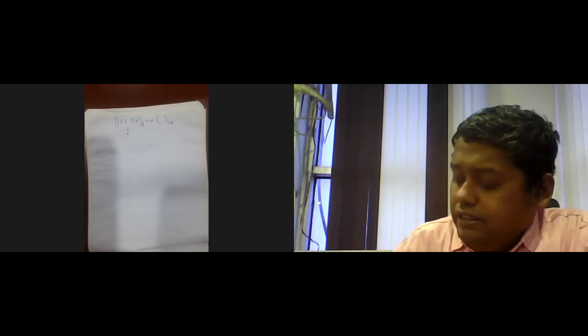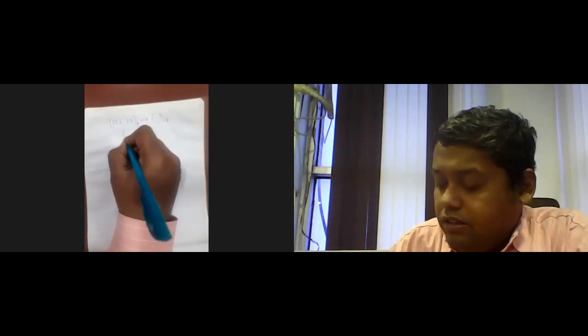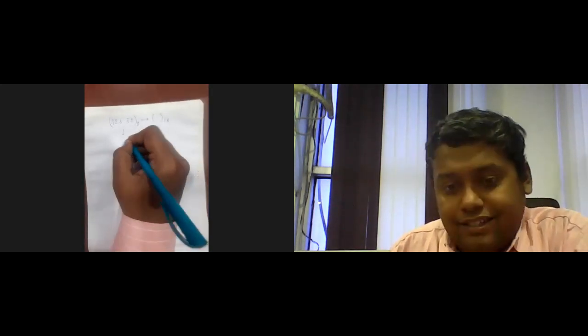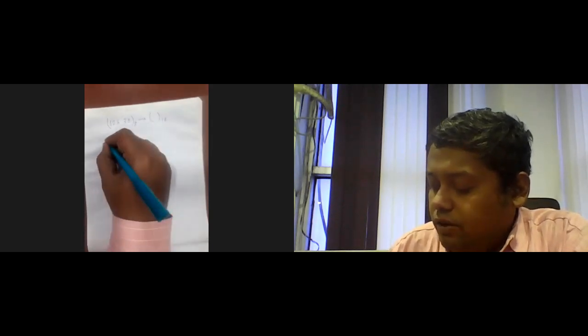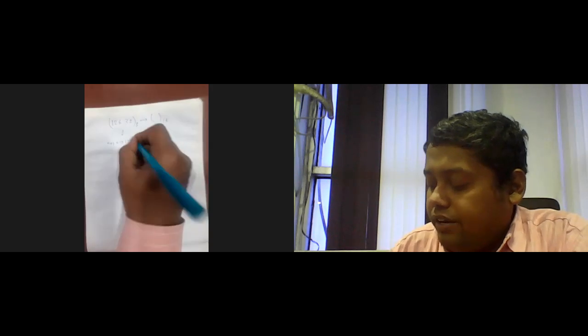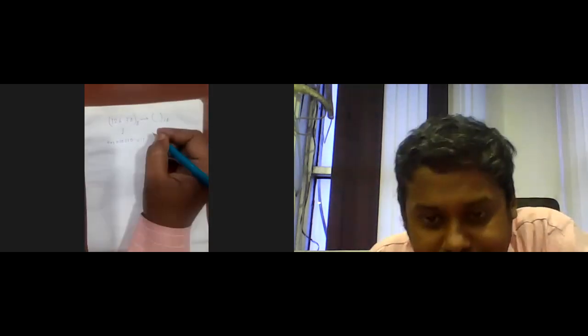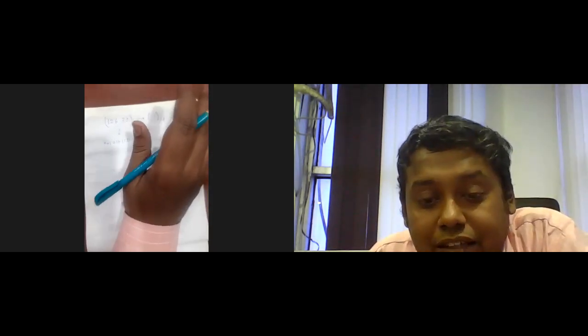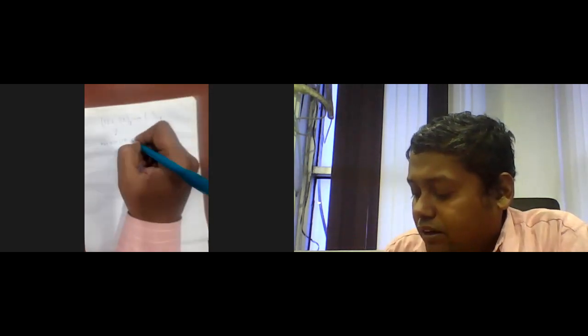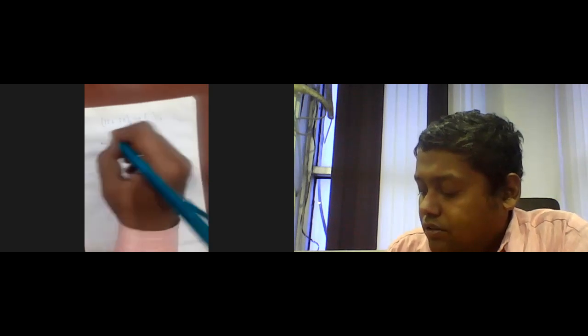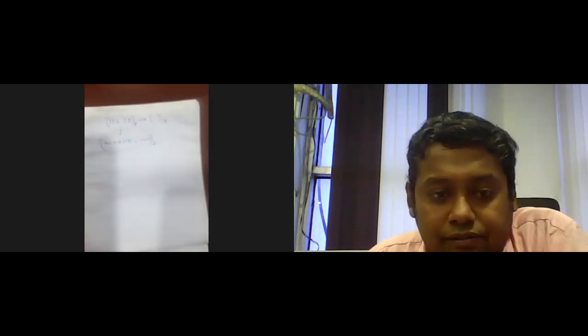Very simple. For the octal, we will just convert it. 6 is 110, na? 6 is 110, 2 is 010, 1 is 001. Octal is nothing but a 3-bit binary representation. Okay, keep it in your mind. So this is the binary.